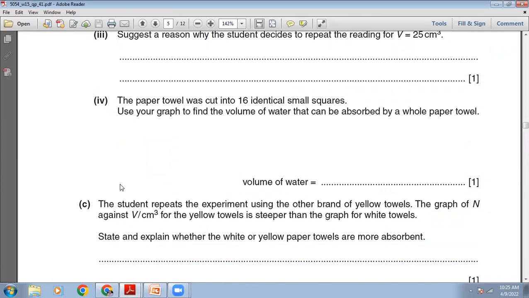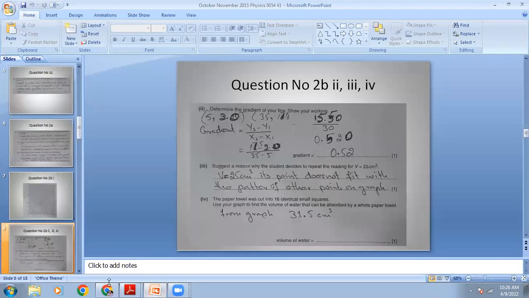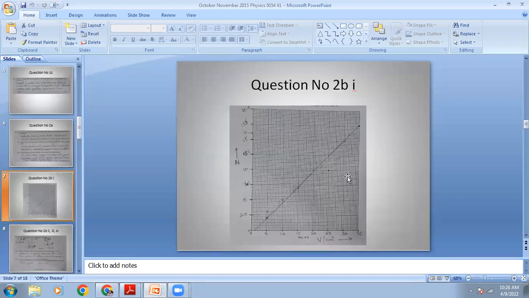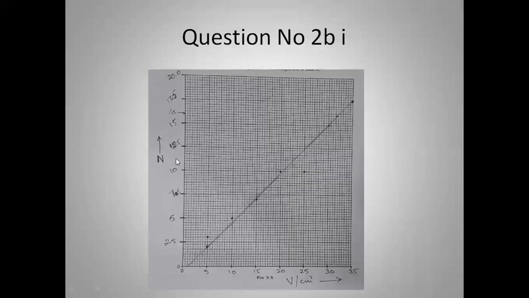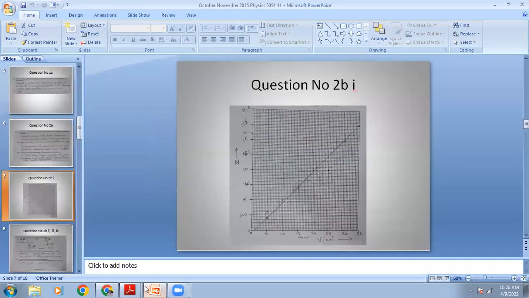The next part is: the paper towel was cut into 16 identical small squares. Use your graph to find the volume of the water that can be absorbed by a whole paper towel. So what they're saying is, we have used how many squares? 16. So 16 is here. From here, come to the graph and check what is the reading below the graph. It is 32 something.